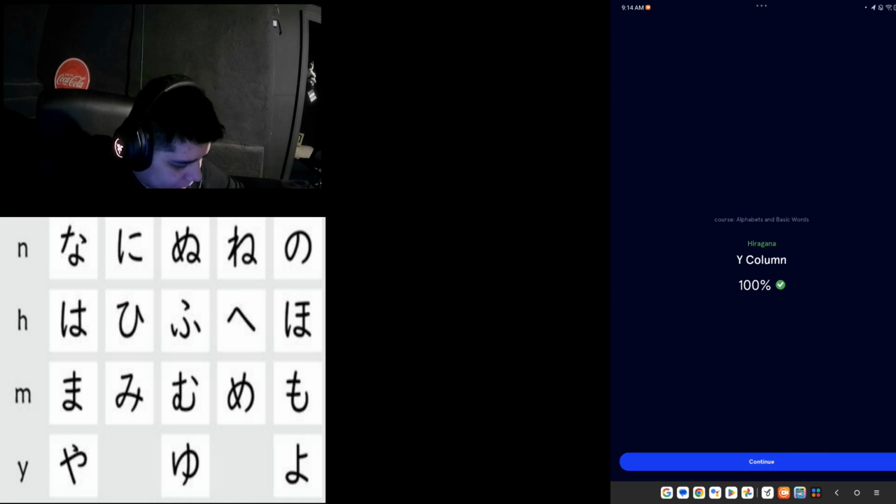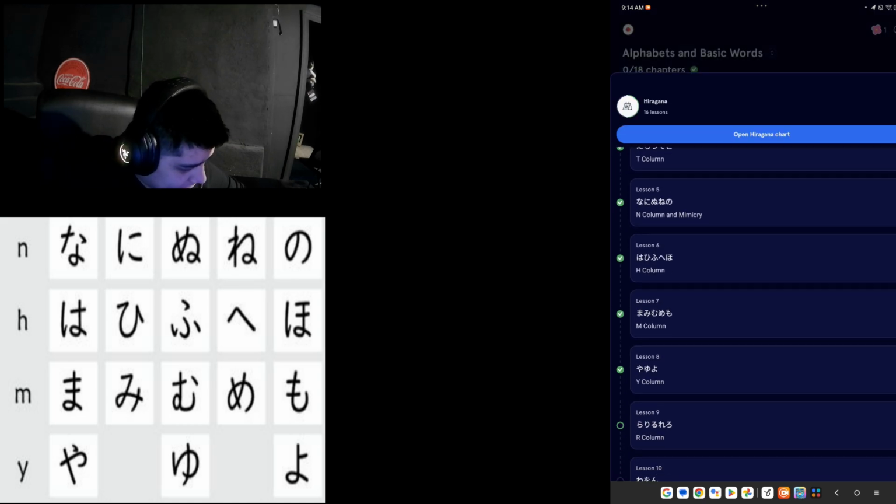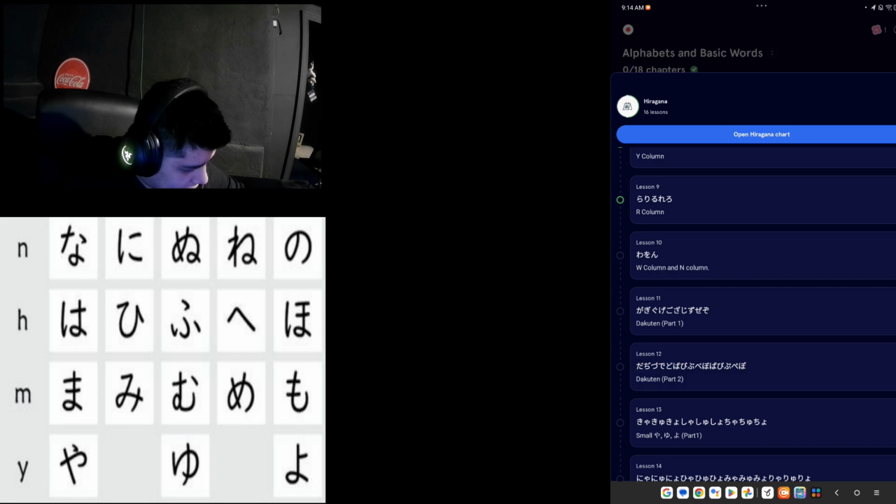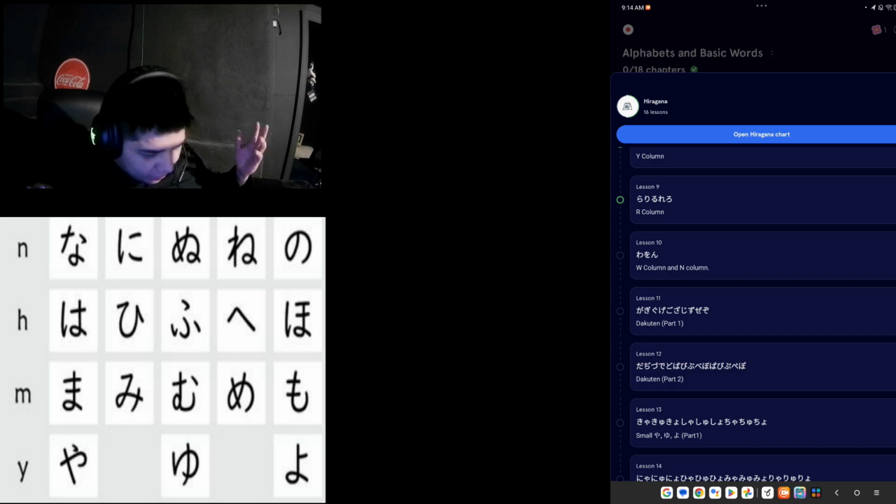So yeah, that's it. Next we're gonna tackle the R's, W's, and dakuten. Both parts of dakuten. Perfect.